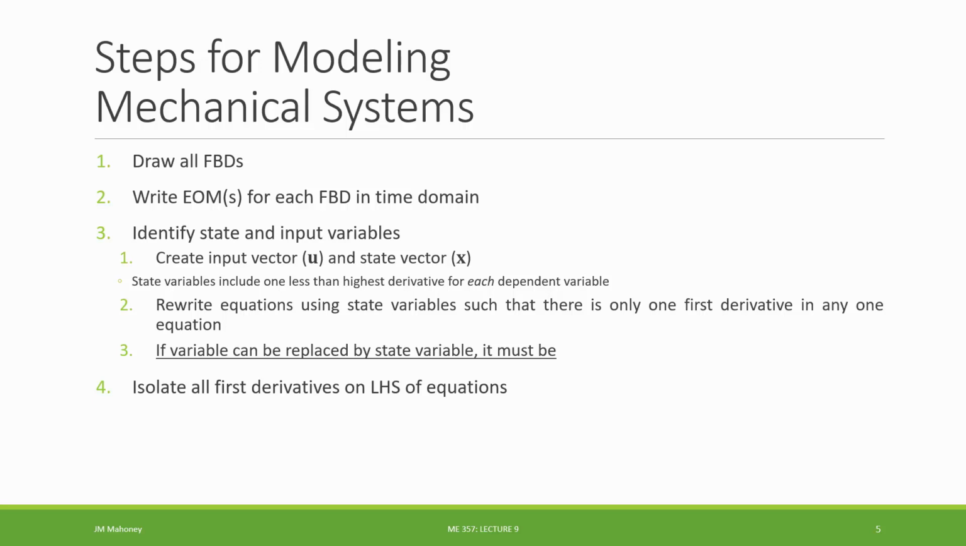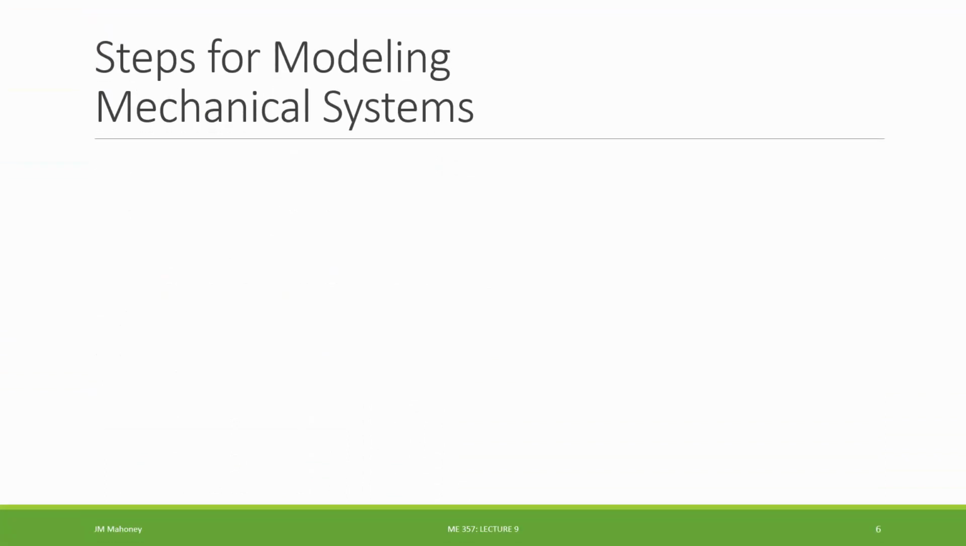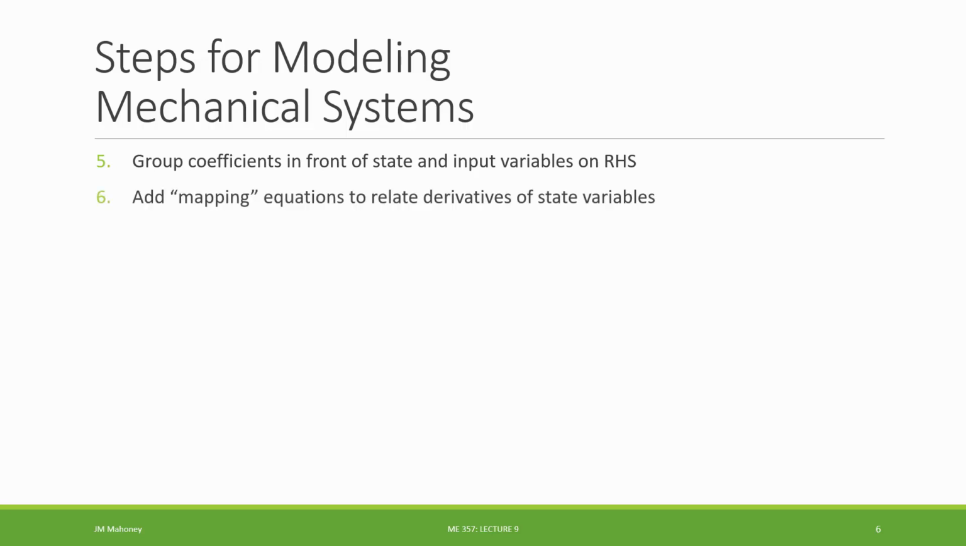So now all we have is our equations of motion rewritten in terms of different variable names. But now we need to go on. Again, grouping those coefficients in front of the state variables and the input variables. Now we are likely going to need what I call mapping equations that are going to relate the derivatives of our state variables to other state variables. And this will become more clear in the examples why we're doing this and how we are doing this.